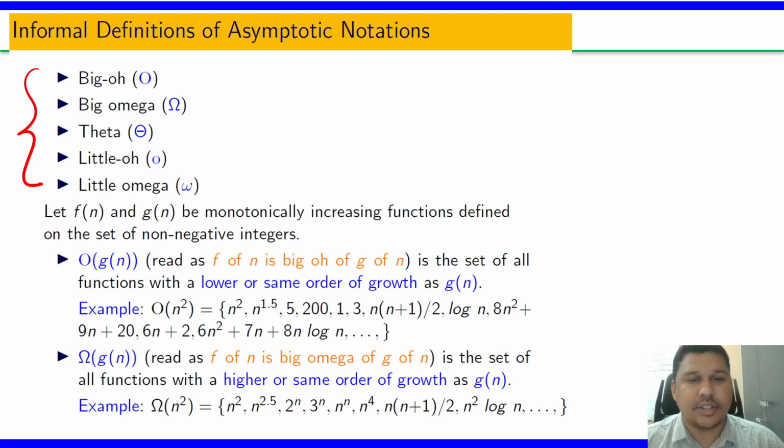Please tell me, is it clear now? Why are we studying about asymptotic notations?